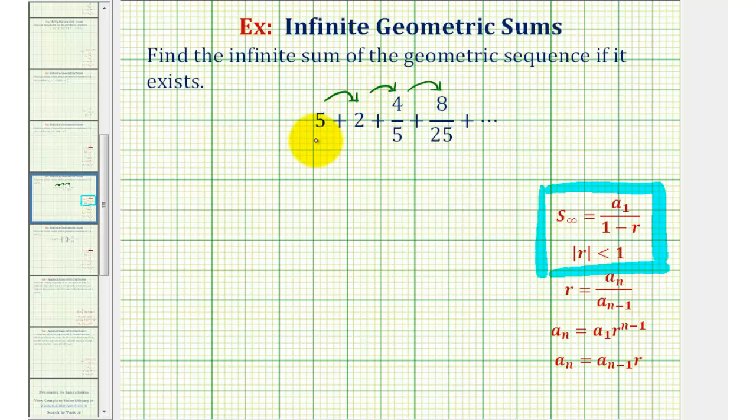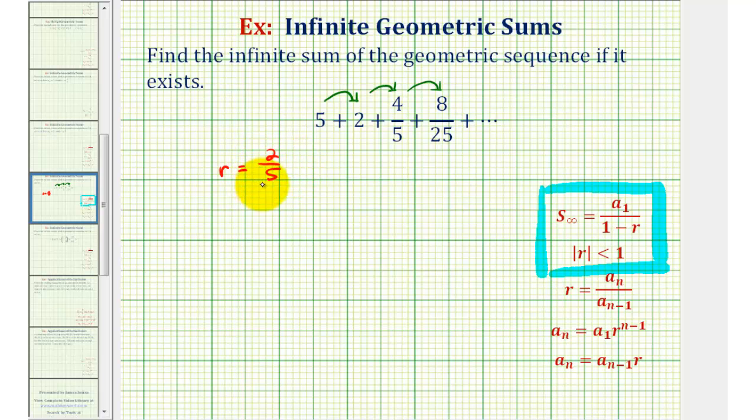If we're not able to look at the terms in the series to determine the value of r, again, we can use this formula here, where r is equal to a sub n divided by a sub n minus 1, which means to find r, we can select any term in the sequence and divide by the term before it. In this case, it'll be easiest to select the first two terms. So r is going to be equal to 2 divided by 5, or 2/5.